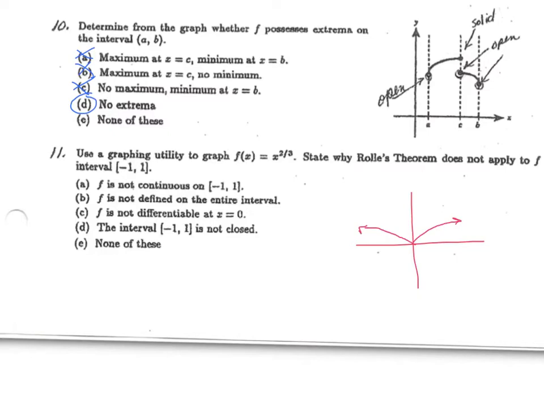However, f is not differentiable at x equals 0 since we have a cusp there. And in order for Rolle's theorem to apply, our graph must be continuous and differentiable. So the reason that Rolle's theorem does not apply would be C. The graph is not differentiable at x equals 0.